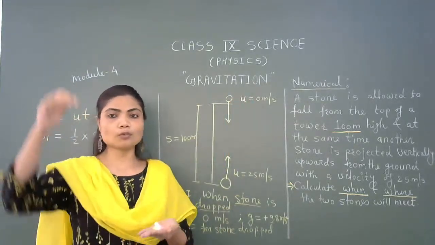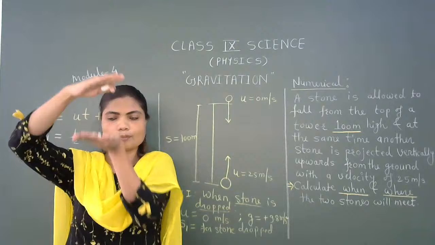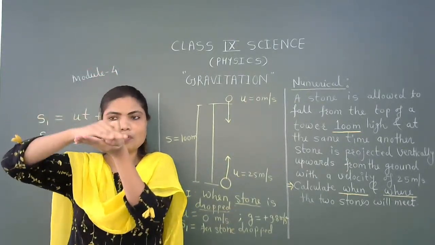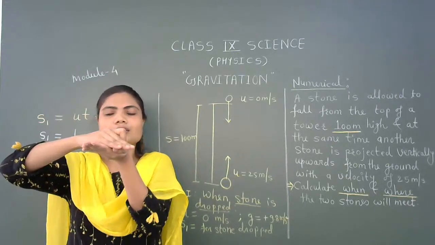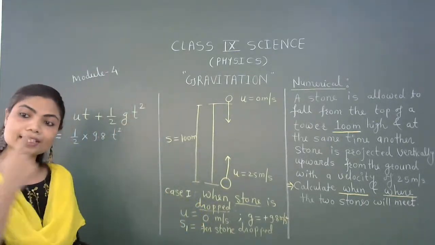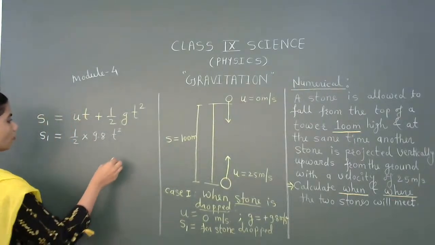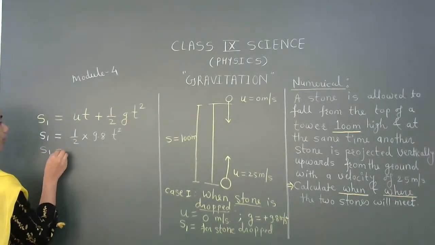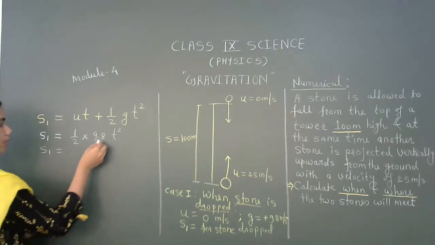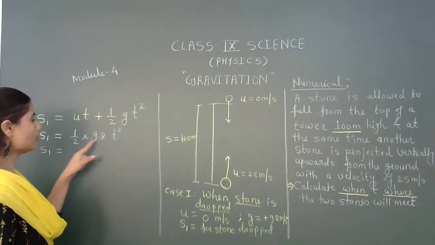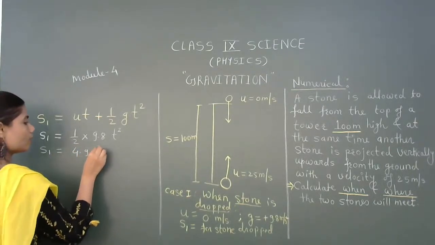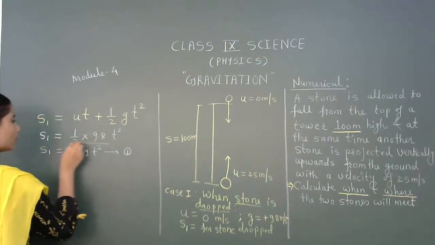When they are meeting, both the stones are meeting at a point. So that point will be at some time t. So t will be as it is. We will calculate it later on. So this is your first equation in terms of S1, the distance covered by the stone which is dropping, which is falling down. It is 9.8 divided by 2, which will be 4.9 t square. This is your equation.